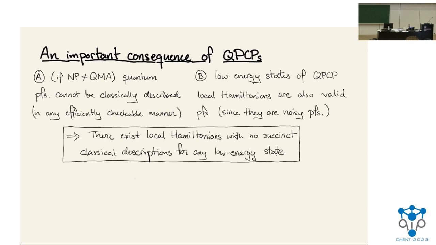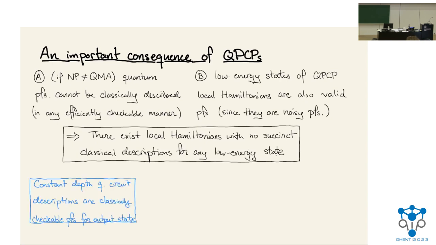So what we're seeing is that quantum proofs say something not just about non-deterministic quantum computation, but also about the complexity of quantum states themselves and the sort of Hamiltonians you could find. Okay, but now here's the hard part: what does it mean to have no succinct classical description? It's a vague kind of idea. It's very hard to say that there's no way to write it down classically. So maybe this black boxed statement is a little too hard to tackle right now.